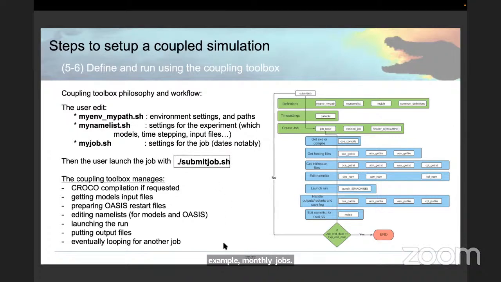It's a lot of scripts, but I hope that it will facilitate your use of coupled runs. I think that I will stop there because we are running out of time, but you will see more in the tutorial this afternoon.